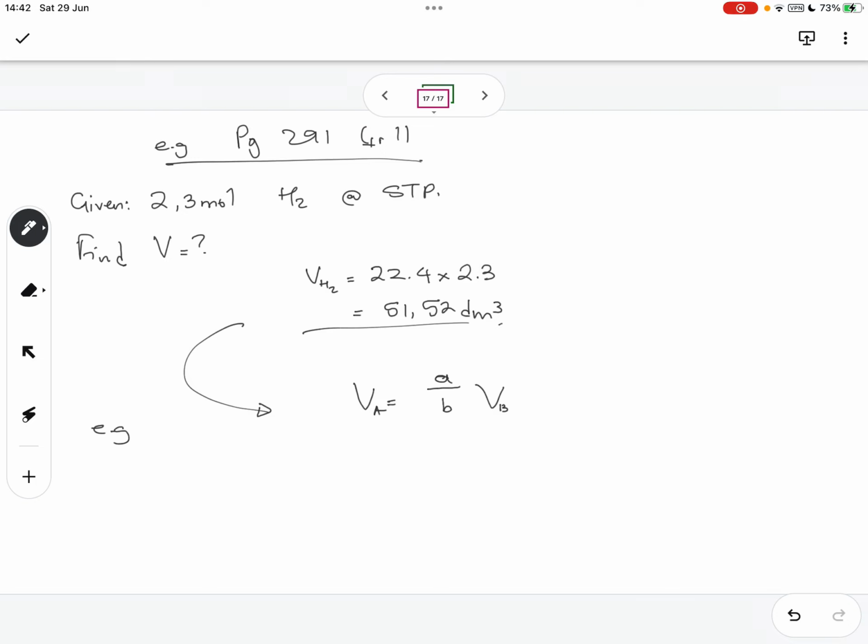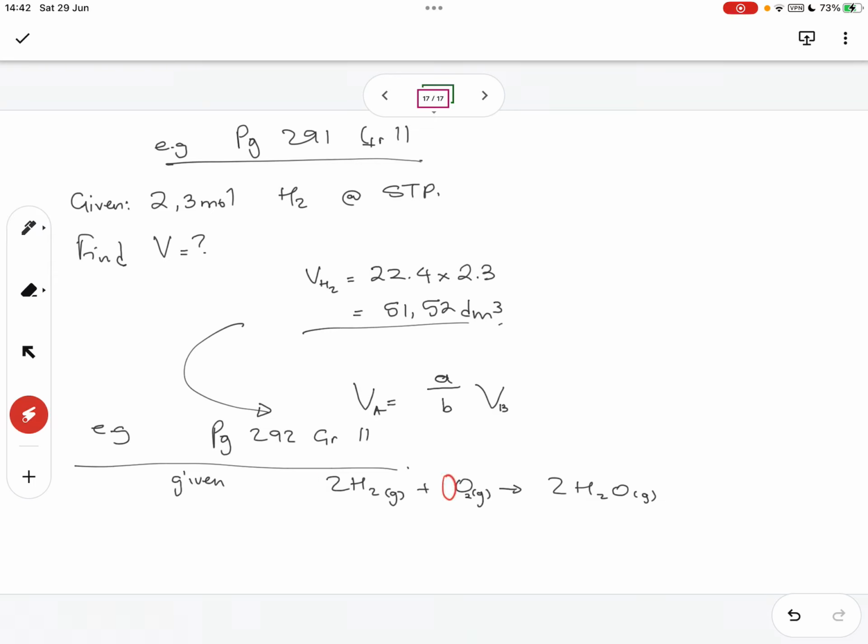So in other words, on page 292, if we're given that hydrogen gas reacts with oxygen gas to give us water vapor.